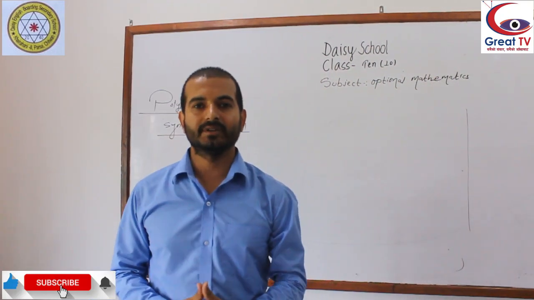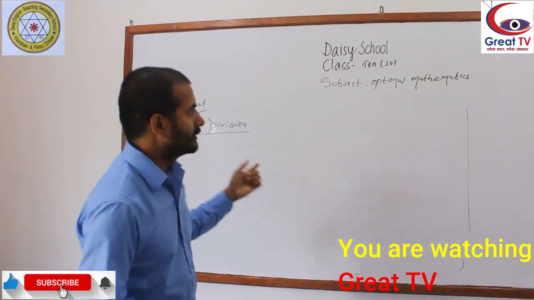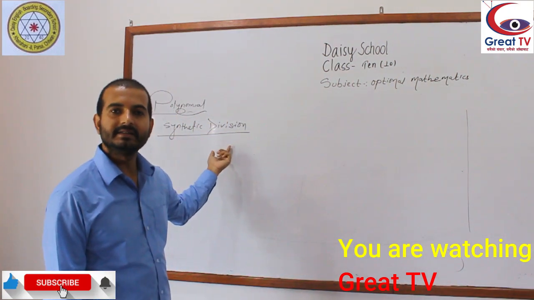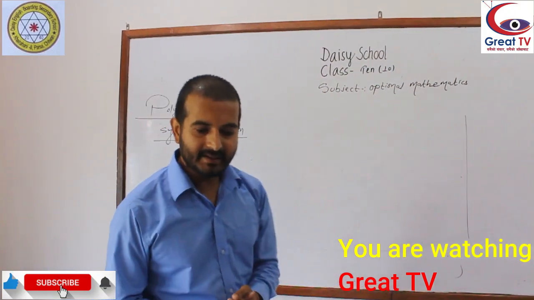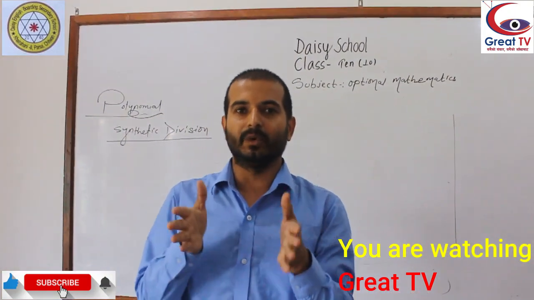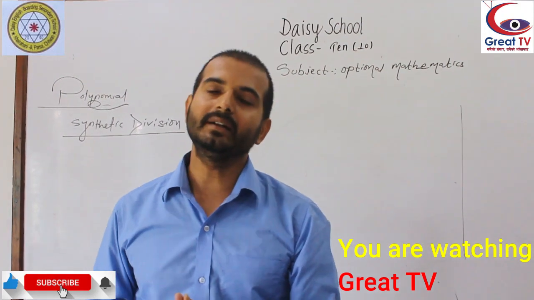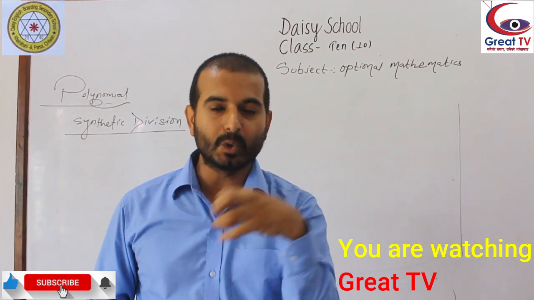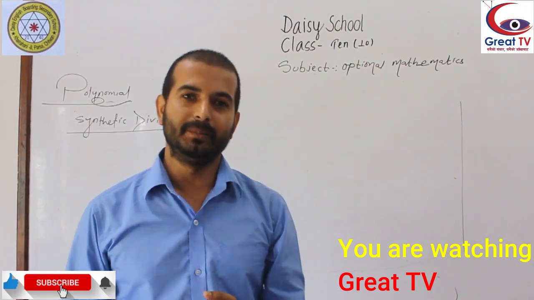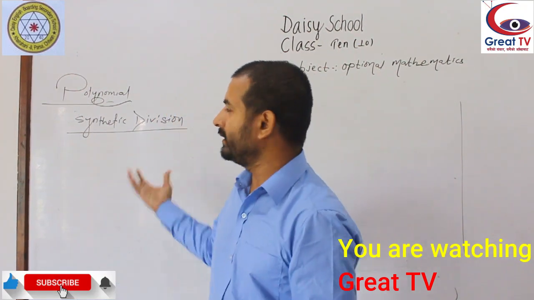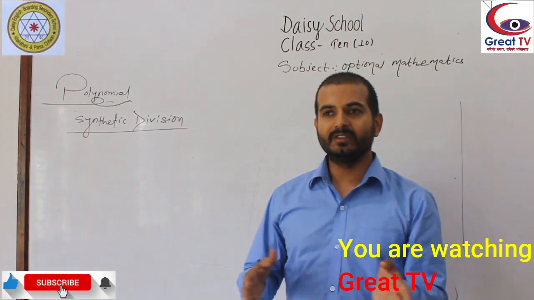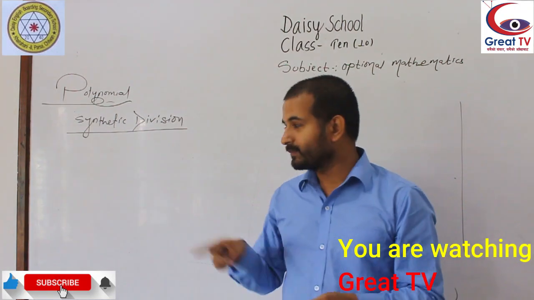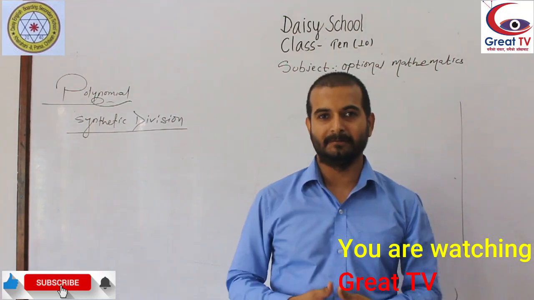Class 10 optional mathematics. Topic is polynomial and the subtopic is synthetic division. Synthetic division is the simplest, easiest way to find the remainder and quotient just by taking out the coefficients of the polynomial. Here we will learn how to divide a polynomial by a binomial without going through the long division process.